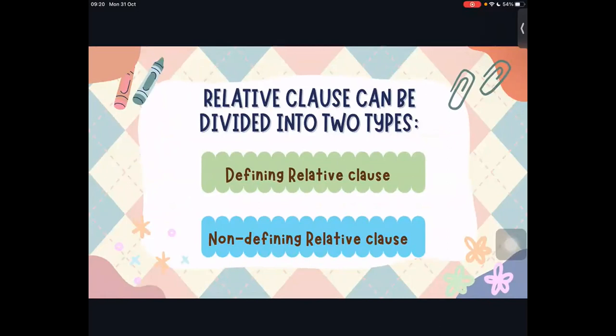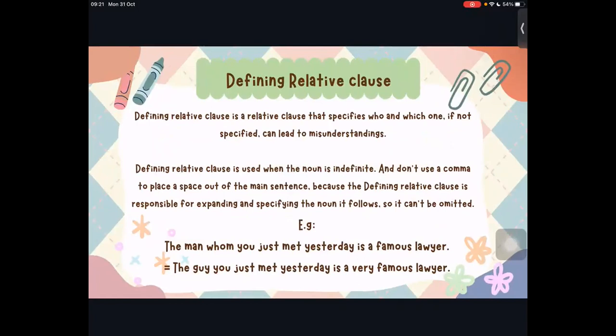Relative clauses can be divided into types. There is the defining relative clause and the non-defining relative clause. A defining relative clause is a relative clause that specifies who and which one. If not specified, it can lead to misunderstanding.